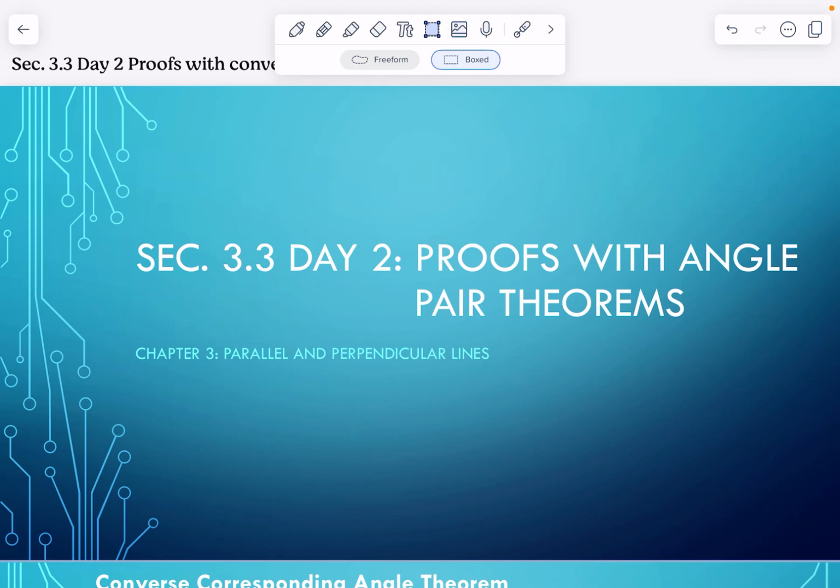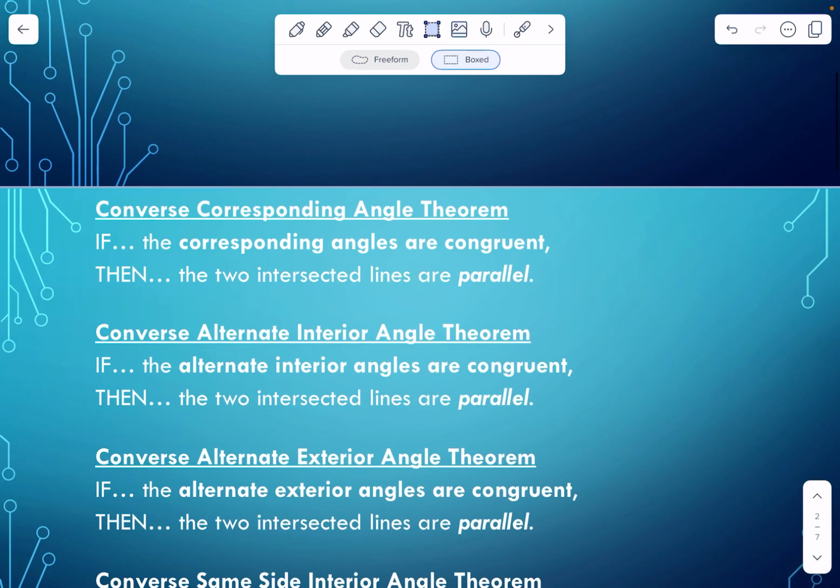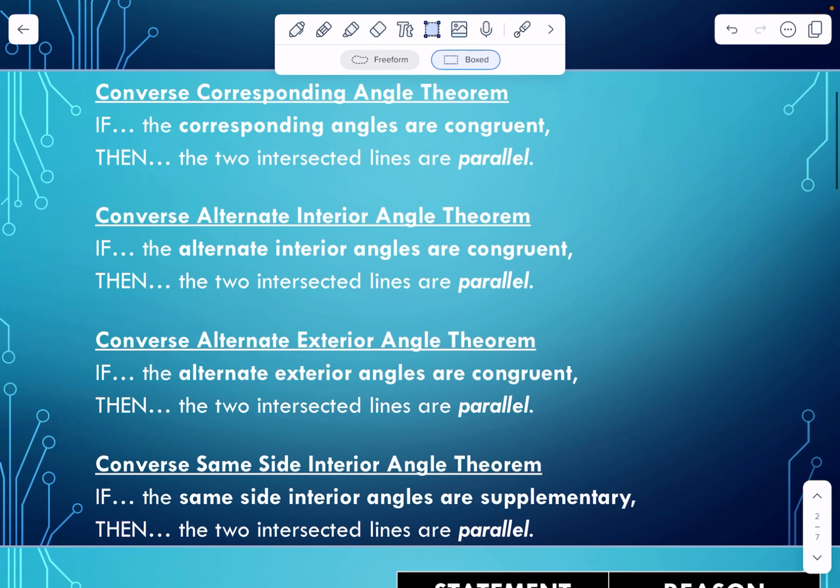Day 2 of proofs with angle pair theorems based off of parallel and perpendicular lines. So today we're going to be going in reverse. We're going to be talking about the converse corresponding angle theorem, converse alternate interior angle theorem, converse alternate exterior angle theorem, and converse same side interior.